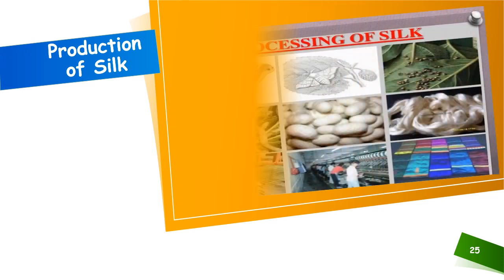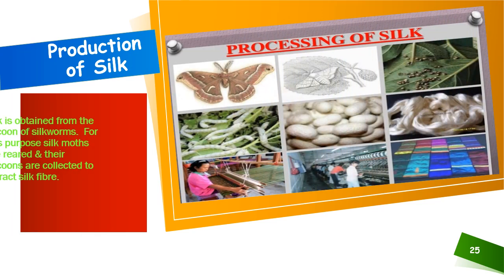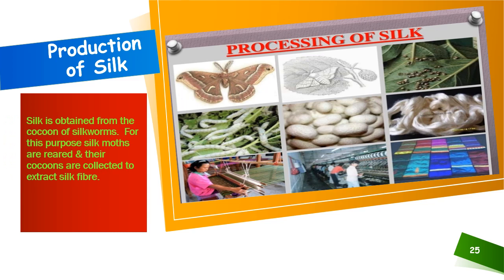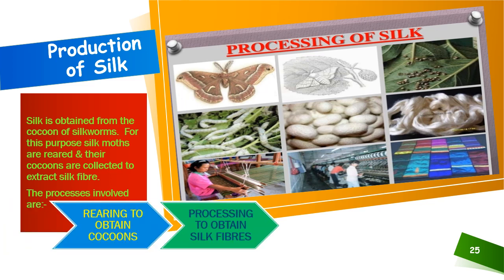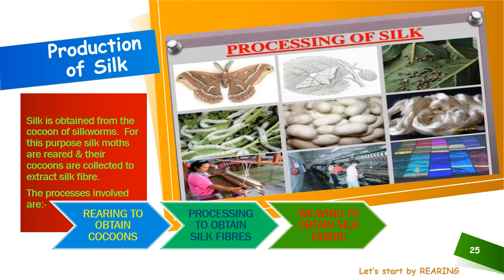Production of silk. Silk is obtained from the cocoon of silkworms. For this purpose, silk moths are reared and their cocoons are collected to extract silk fiber. It involves the following processes: rearing of silkworms to obtain cocoons, processing of cocoons to obtain silk fibers, and weaving of silk fiber to obtain silk fabric.